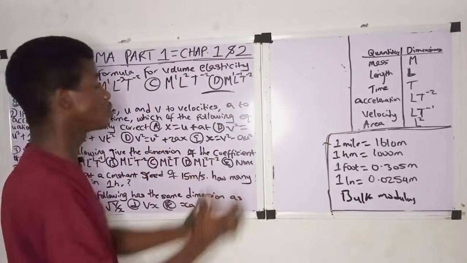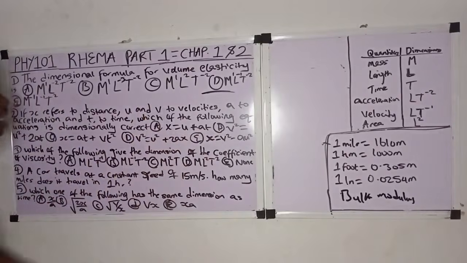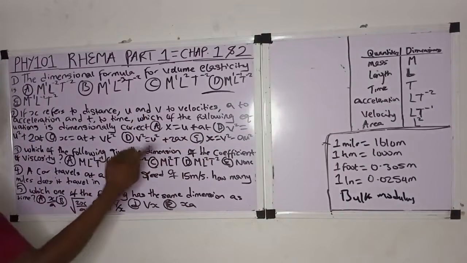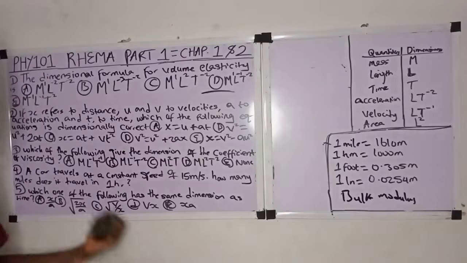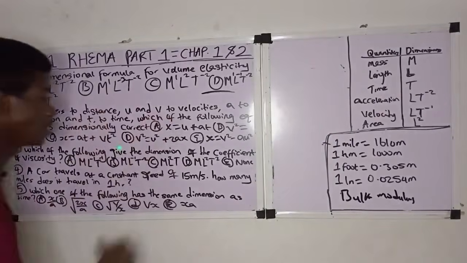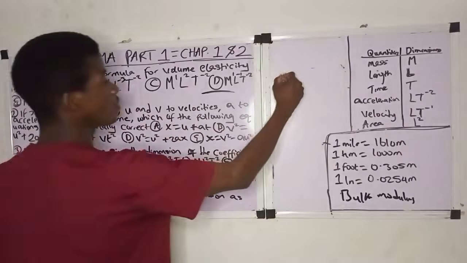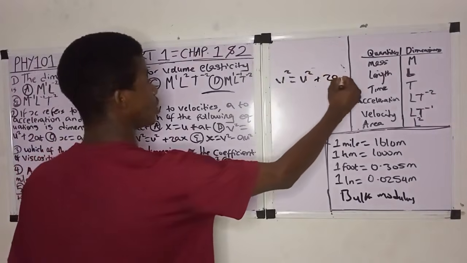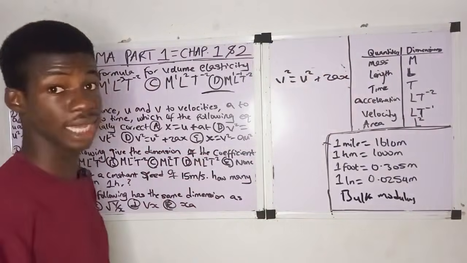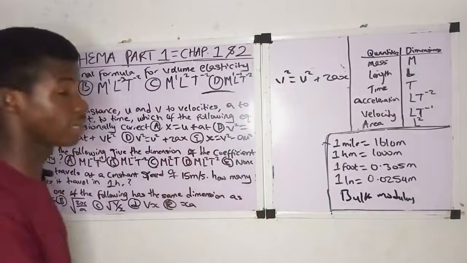Okay, yes. So let's be fast. Now let's start with D. I know D is the right answer, but let's start with D. Remember, what is the equation? V squared is equal to U squared plus 2A delta x, right? Yes, delta x is distance. Okay, delta x refers to distance or displacement.